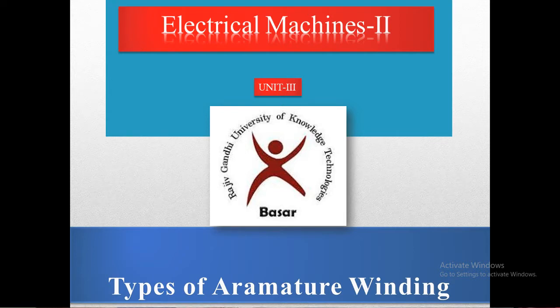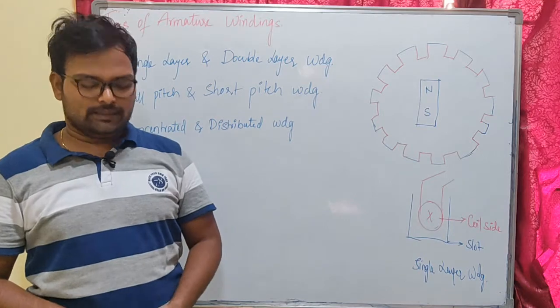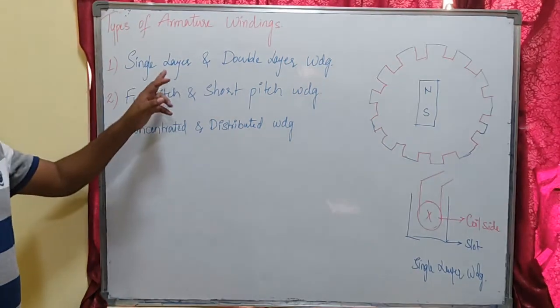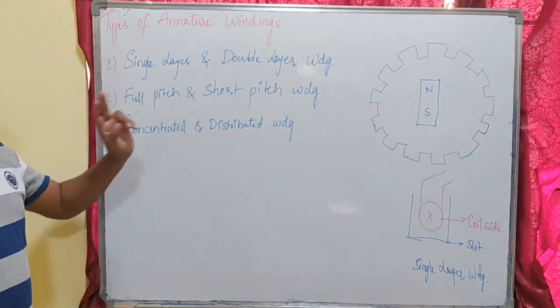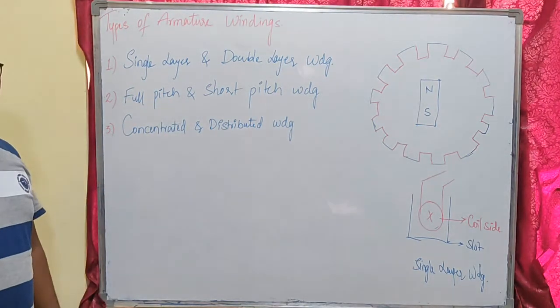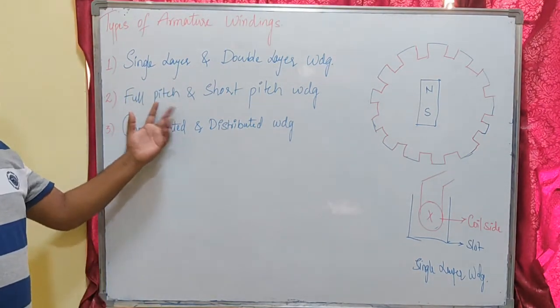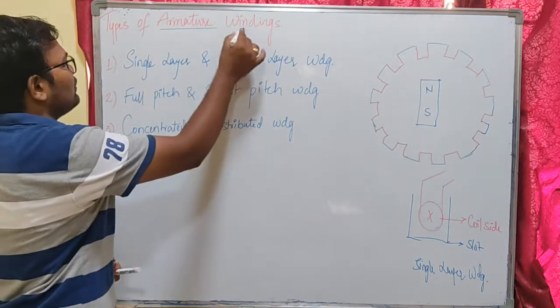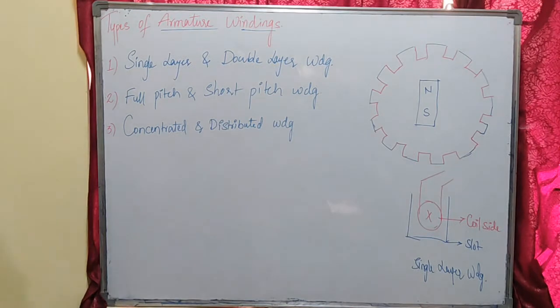Hello students, in this video we are going to see the types of armature windings. We have three types of armature windings basically: single layer and double layer winding, full pitch and short pitch winding, concentrated and distributed winding. These are the individual types of windings used in armature windings. Let us see each and every type.